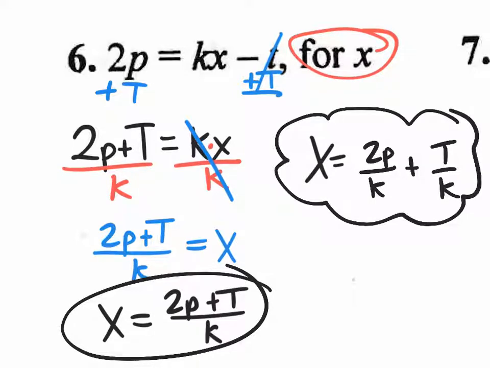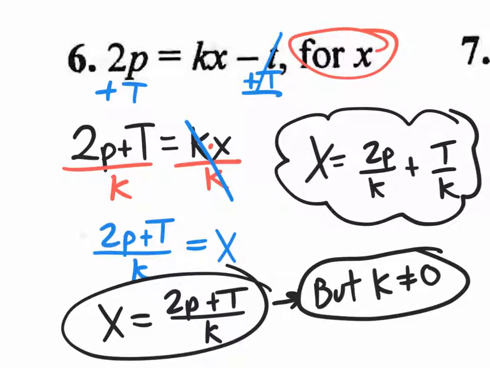But regardless, whichever answer you decide to give, you also have to state something additional. What is that additional statement? But k cannot be 0. You have to write that down because you can't have undefined fractions. Okay, k is in the denominator. You have to say k cannot be 0. Let's move on, number 8.